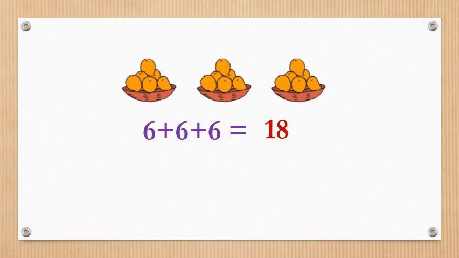Correct? Now, this is the addition method. We added 3 times 6. Same method, we will follow the multiplication. Here 6, how many times? 3 times. Correct? Because 3 baskets are there. So 6 multiplied by 3 is equal to 18. 18 is called the product. Now here the answer we got is 18, isn't it? That is called the product. Okay.